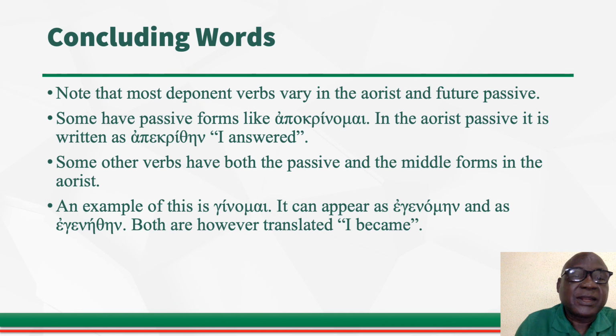And note that the deponent verbs vary in the aorist and in the future. Note that the passive forms like apokrinomai, in the aorist passive, it is written as apekrithen, I answered. Now, there are some verbs that have both passive and middle forms in the aorist, and this example is ginomai. It can appear as egenomen and it can appear as egenethen. Both will be translated I became.